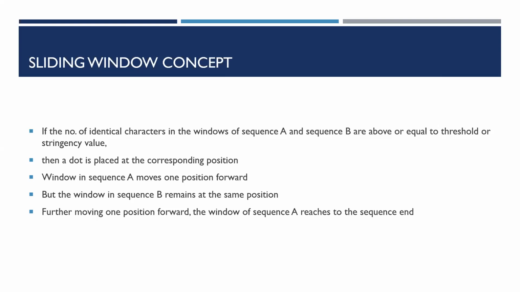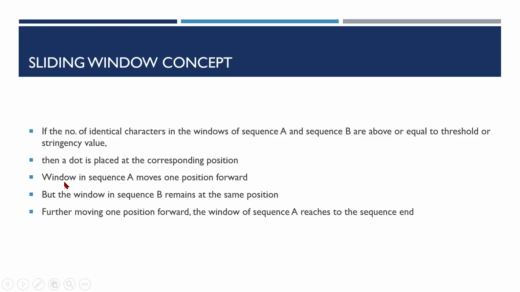In the earlier case, what did we do? One by one, characters from both sequences were compared. But here, in the sliding window concept, we consider a window of fixed length from sequence A. The same window size is applied on sequence B. Both the windows are compared. If you find the number of identical characters in the windows of sequence A and B above or equal to the threshold or stringency value, then a dot is placed at the corresponding position.